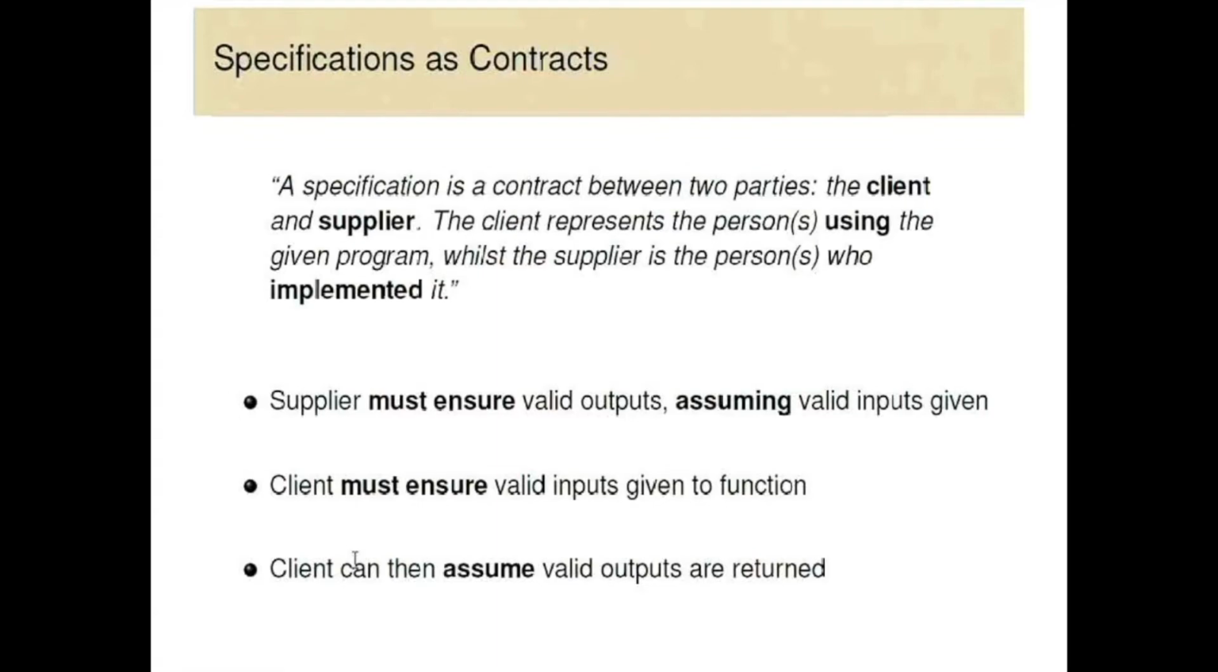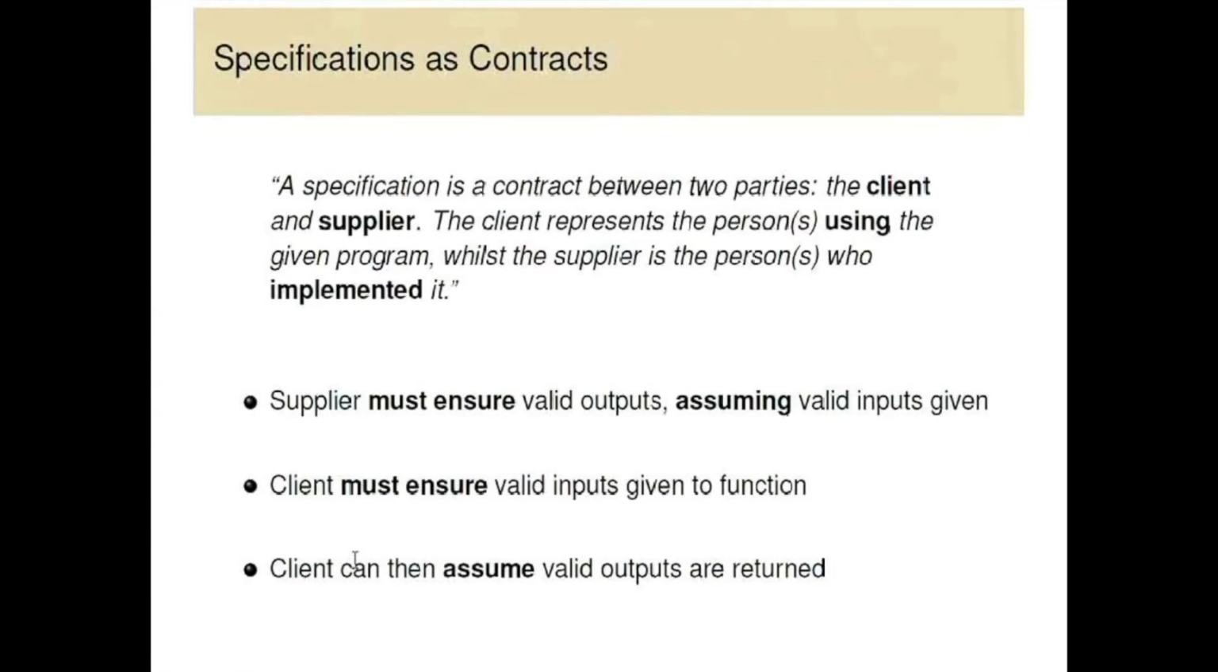So it says a specification is a contract between two parties, the client and the supplier. Or you could think of it as the implementer, that's okay. The client represents the person using the program, and the supplier is the person who implemented it. Now, in fact, they could be the same person. You could be the implementer of a function, and you could also be the client using it in another part of your program. That's okay. But in this scenario, we're imagining we've got a client who wants to use the program, and an implementer who is responsible for writing the program. And the specification is this thing in the middle.